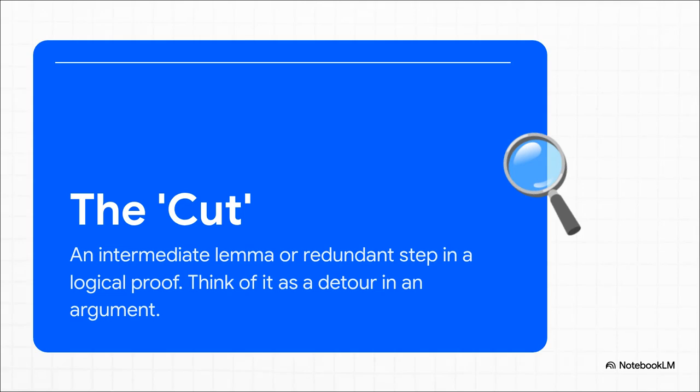So what is a cut? Well, it's basically a piece of a proof that introduces a temporary and often complicated sidestep. It's like saying, to prove A leads to C, first let's prove this completely other thing, B, and then we'll show how B gets us to C. I mean, it works, sure, but it's not direct. It's a logical detour that can make the whole argument super complex and hide what's really going on.